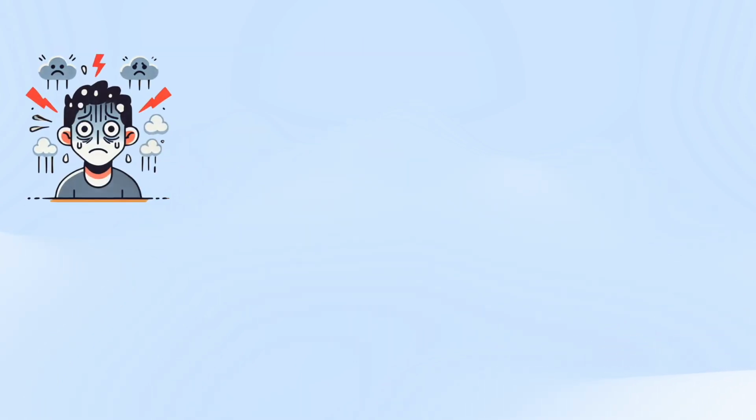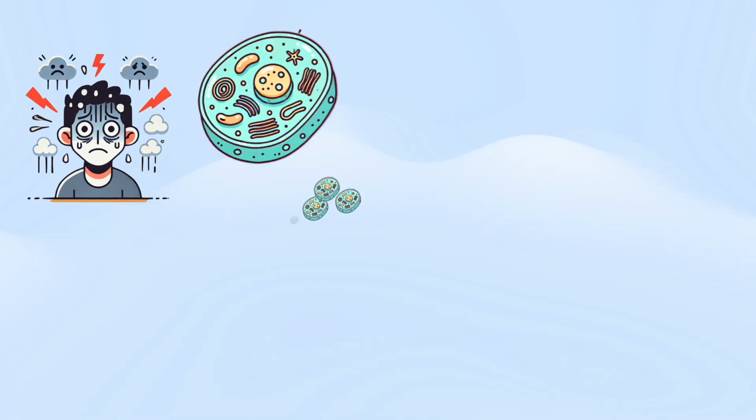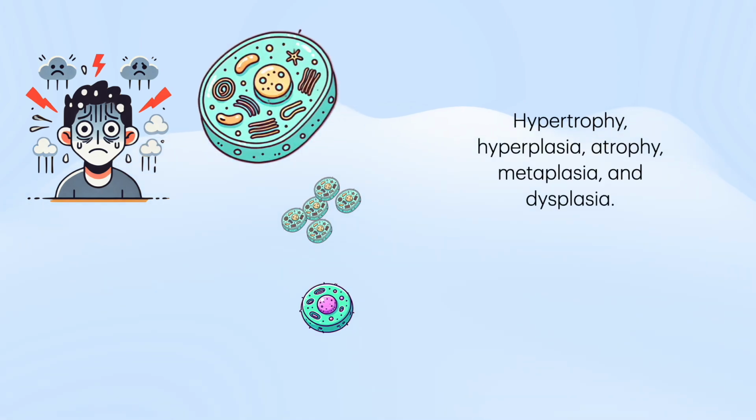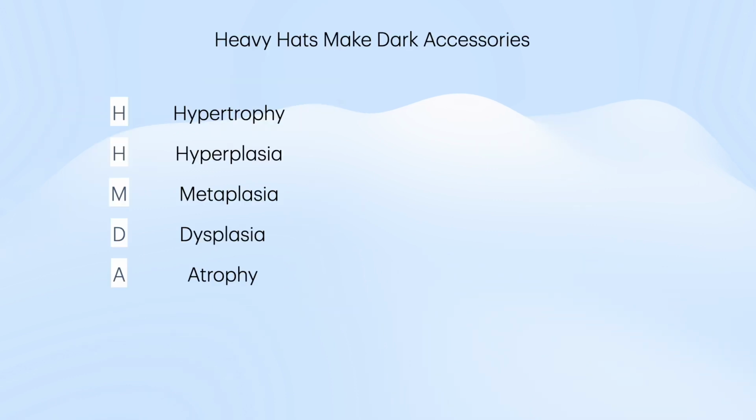When cells face stress, they adapt by changing their size, number, or even type to survive. We are going to go through the 5 main types of cellular adaptations. Here's a mnemonic to help you remember these. Heavy hats make dark accessories.